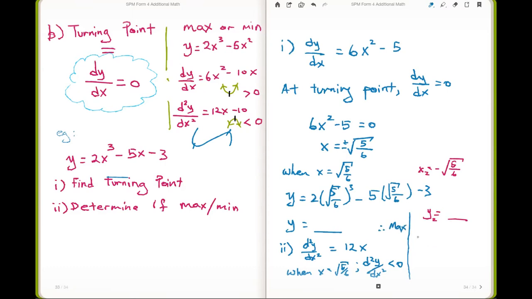Likewise, when x is equal to negative square root of 5 over 6, which is a negative number, my d2y over dx squared is negative, less than 0. Sorry, this is a positive, so this would be more than 0. I made a mistake here, apologize for that. More than 0. If more than 0, therefore this is a minimum point. When this is less than 0, therefore this coordinate is a maximum.